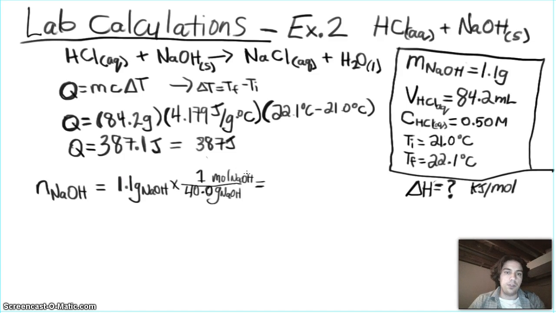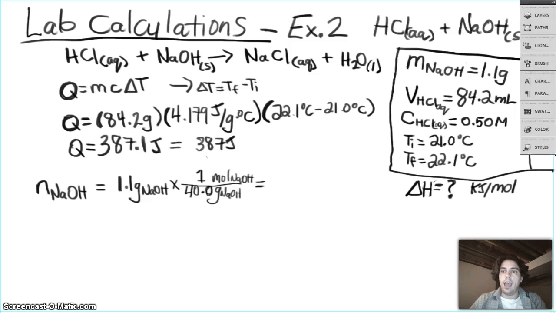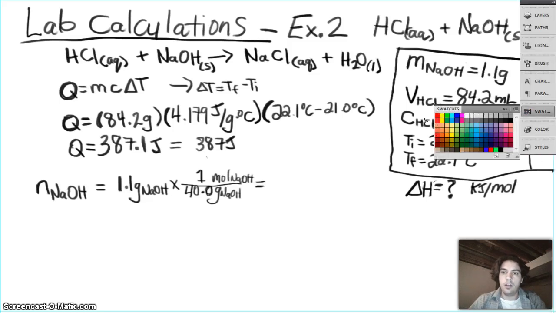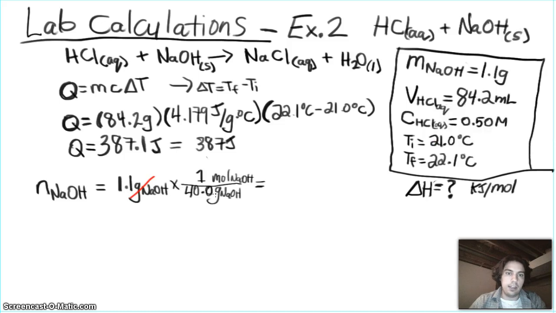So 1.1 grams of sodium hydroxide multiplied by 1 mole of sodium hydroxide divided by 40 grams. All right, and when we do that, of course we know grams of sodium hydroxide here will cancel with grams of sodium hydroxide there, and the unit of our answer will therefore be what's left, which is moles of sodium hydroxide. And when we do the calculation, 1.1 divided by 40, which again I'm going to do on my calculator, and by calculator I mean my phone, we get 2.75 times 10 to the negative 2. All right, and I'm just going to write it as a decimal.